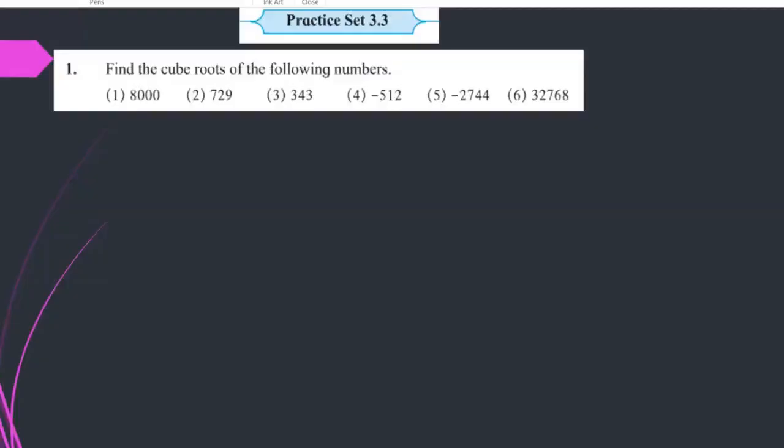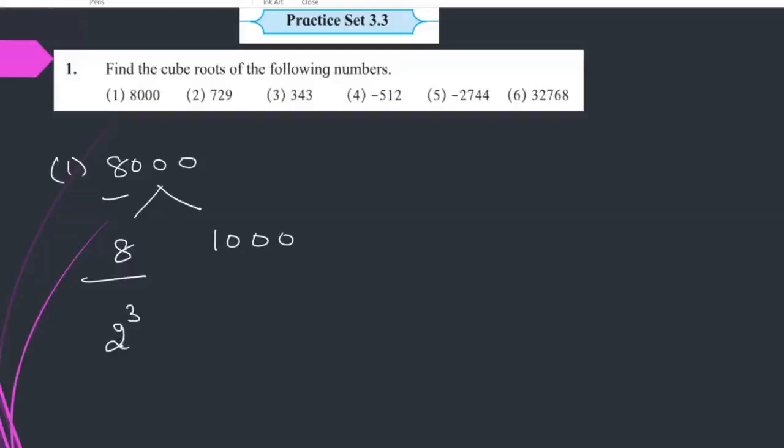Here practice set 3.3, first sum. Find the cube root of the following number. So as I already discussed, first one you want to find out the cube root of the following number. So here first number is 8,000. Okay. So we know that, here I can split the number into 8 into 1,000. Okay. 8 is a perfect cube number. So 2 cube is nothing but 8 is the answer.